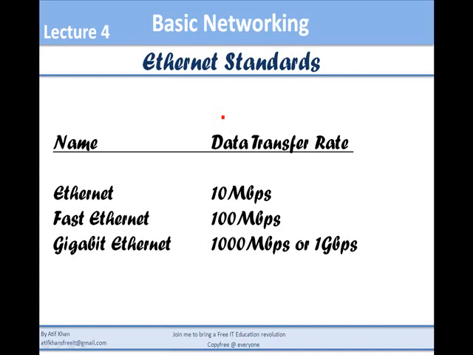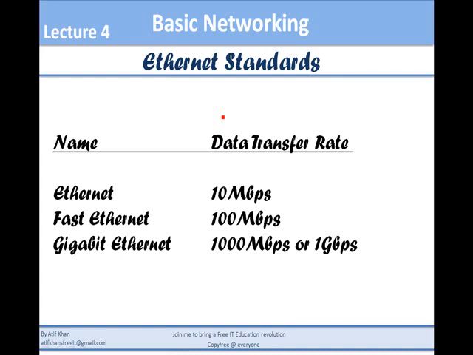One is Ethernet. The simple Ethernet standard: whenever you go to buy a LAN card in a hardware or network shop, you say, I want an Ethernet LAN card. He'll give you the 10 megabit per second LAN card. You will connect this network card with a category 3 cable. Why? Because category 3 cable also has a 10 megabit per second data transmit rate.